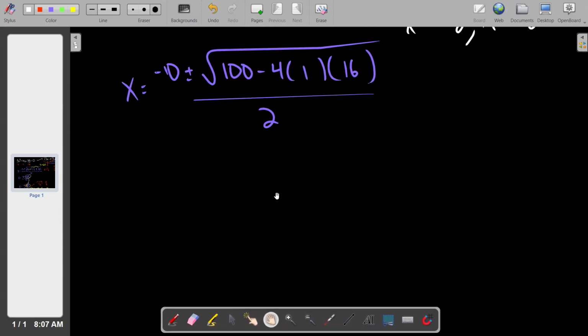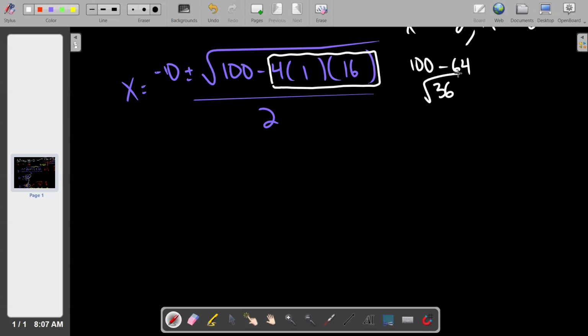Does anyone want to finish the purple version? You want to? Okay. So the answer to the white box is what? 64. So this is 100 minus 64. And what's 100 minus 64? And what's the square root of 36? 6. So I can go pretty quick here and say this is where I'm at.